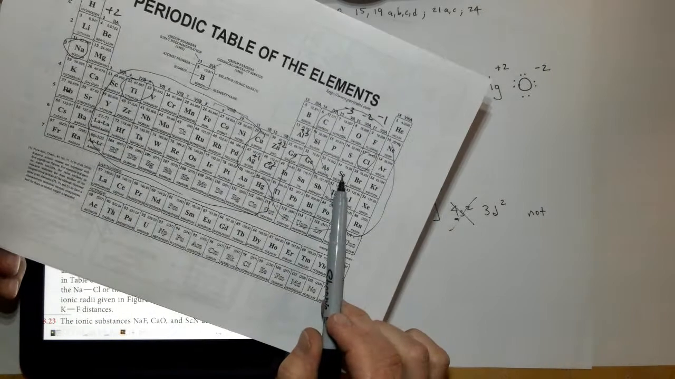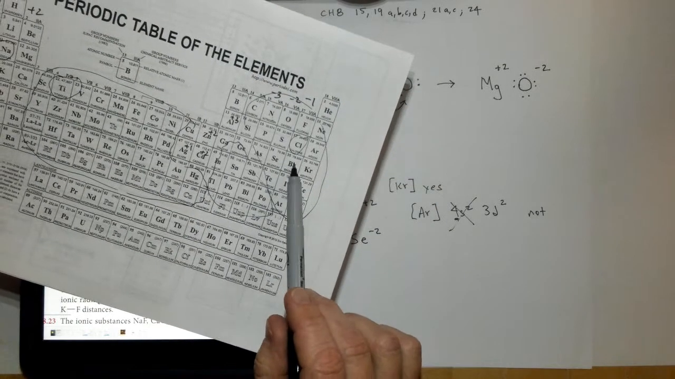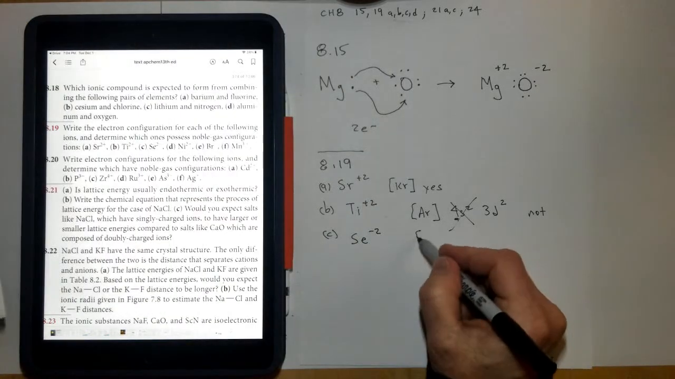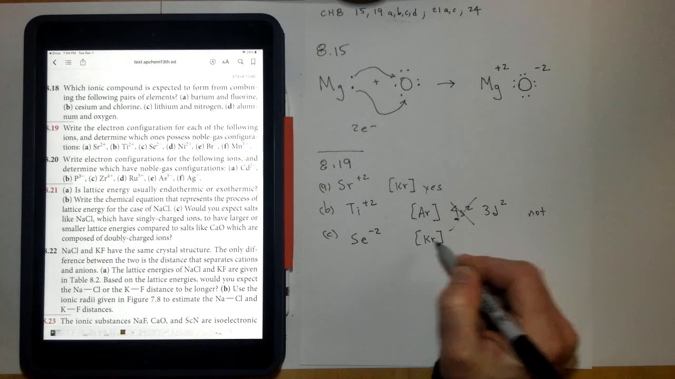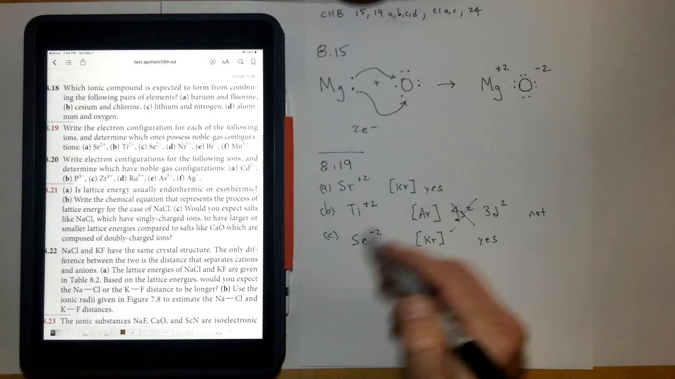Letter C is Se minus 2. So Se is right here, element 34. It's got a minus 2 charge, so that means it gains 2 electrons, 1, 2. It would look like the element krypton. So we just write it Kr like this with brackets around it, and then yes, it does have a noble gas configuration.